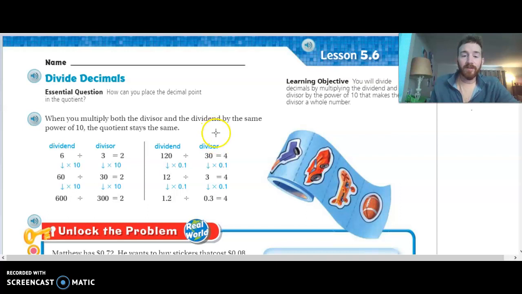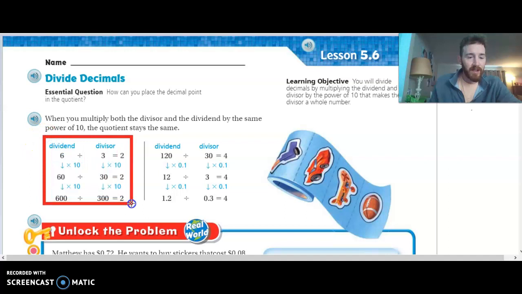So I'm going to go through these first couple pages with you, and this is just kind of our introduction. The big part I'm going to focus on is this little beginning part here. It says when we multiply both the divisor and the dividend by the same power of 10, the quotient stays the same. That is going to be the key thing to keep in mind here. I like these examples they give us. I'm going to focus in on this one.